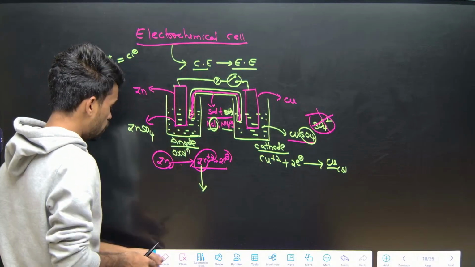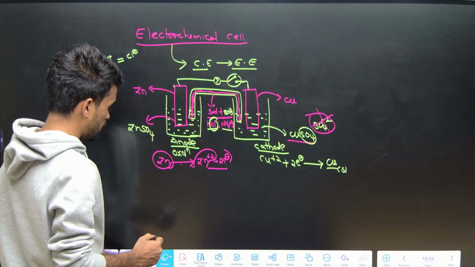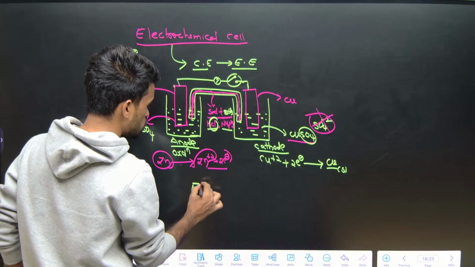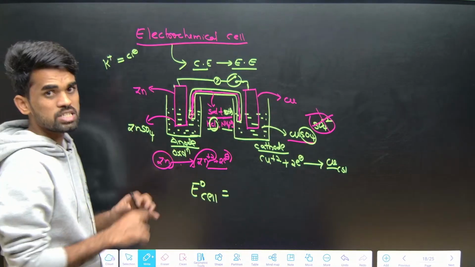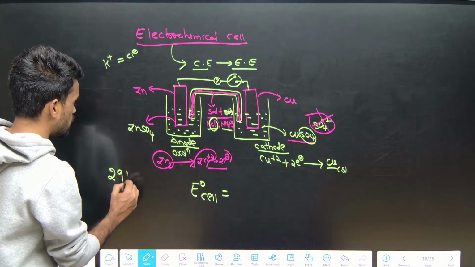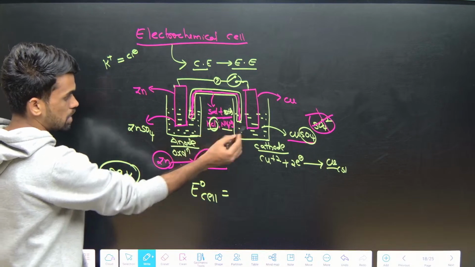Remember this. Now due to this flow of electrons, what is happening? There is some potential developed in this cell, in this electrochemical cell. I am writing E naught of cell. It means if I am doing this at standard conditions, standard conditions means at 1 atm pressure and 298 Kelvin, okay, and I am taking 1 molar concentration for these electrolytes, okay.